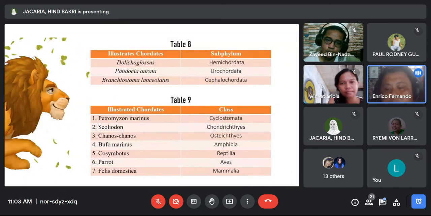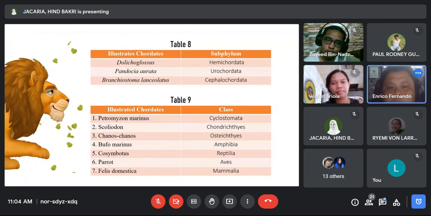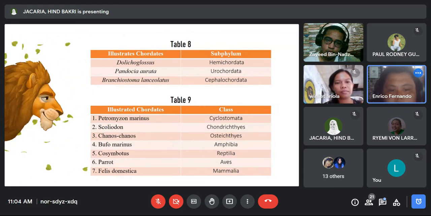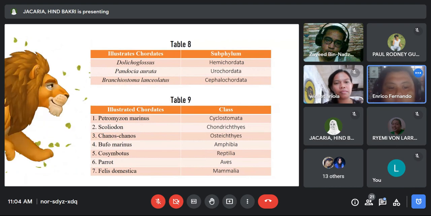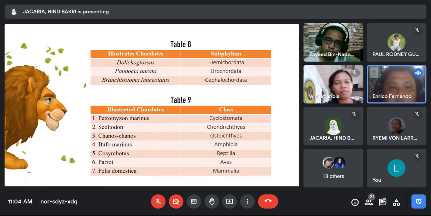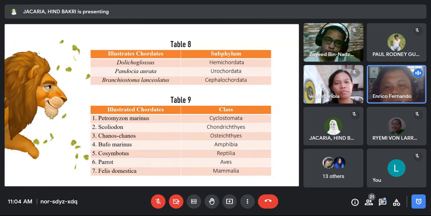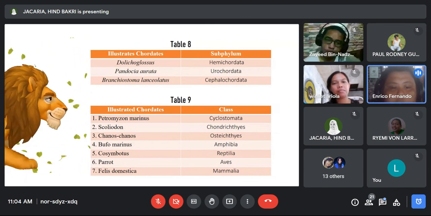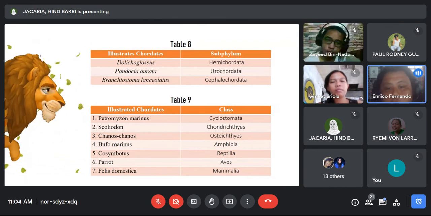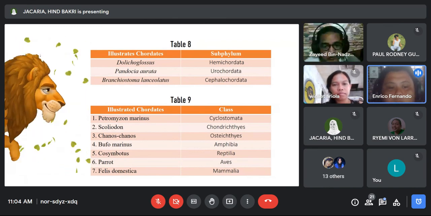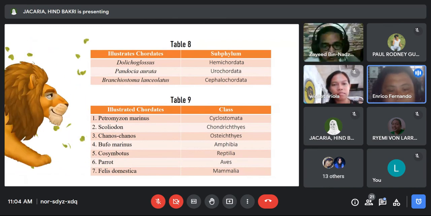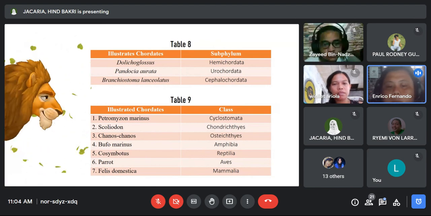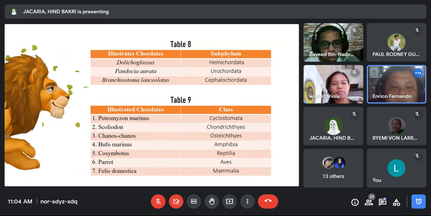After discussing the subphyla and the classes, we will now answer the table. Yung sa Dolichoglossus, this falls under the subphylum of Hemichordata. For the Pandosia aurata, this falls under Urochordata. Then Branchiostoma lanceolatus, this falls under the subphylum of Cephalochordata.